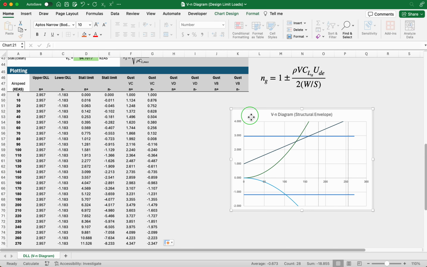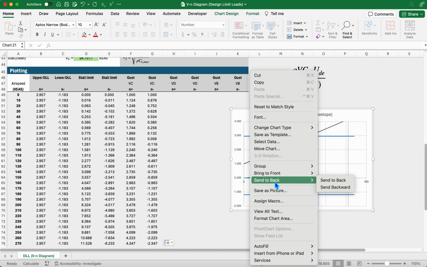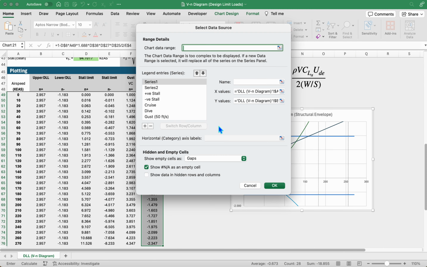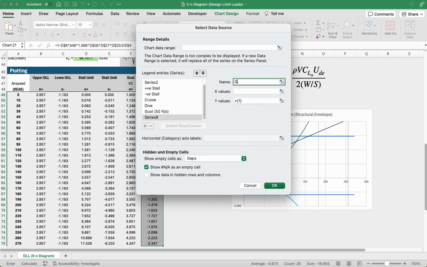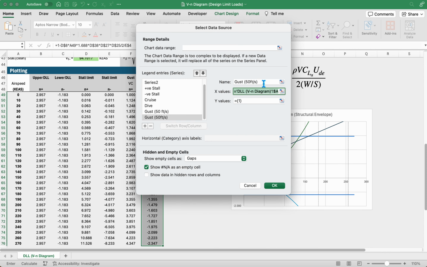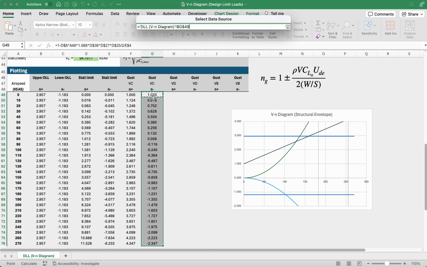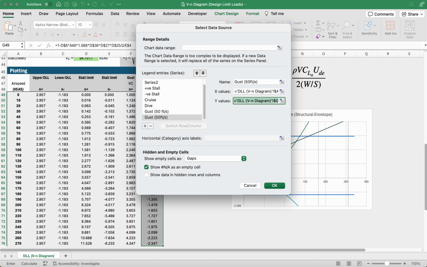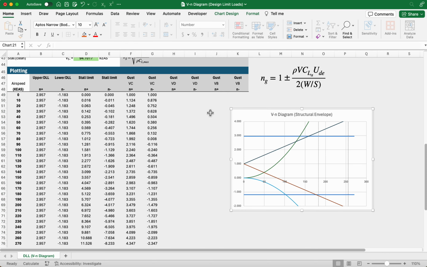So we put that in, and select our data. I'm going to call this gust 50 feet per second as well. See if Excel likes having two with the same name. And we have our negative gust line.